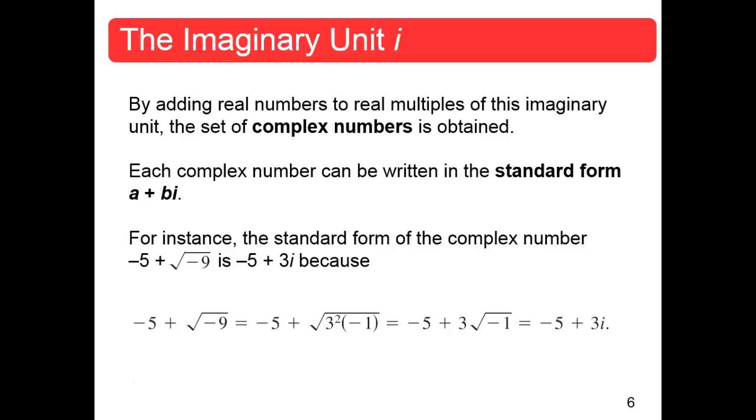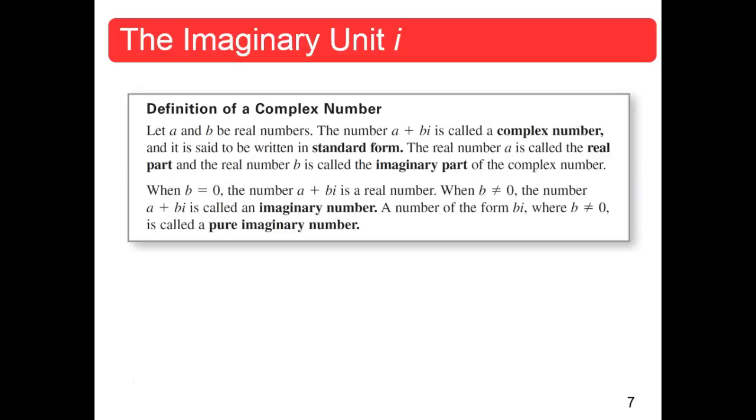So here's the definition of a complex number. Let a and b be real numbers, just like you said. Then the number a plus bi is called a complex number and is said to be written in standard form when it's written that way. Real part plus or minus the imaginary part. The real number a is called the real part.